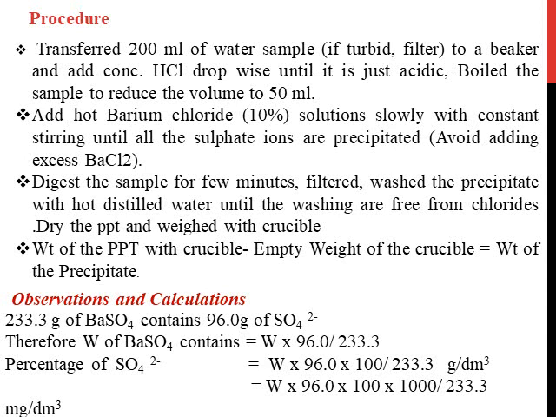Now to this hot solution of the water sample, a hot 10% aqueous barium chloride solution is added dropwise, slowly, with constant stirring, until all the sulfate ions present in the water are precipitated as barium sulfate. Now 1 or 2 drops of barium chloride are added to check completeness of precipitation, and avoid adding excess of barium chloride. Do not add excessive barium chloride.